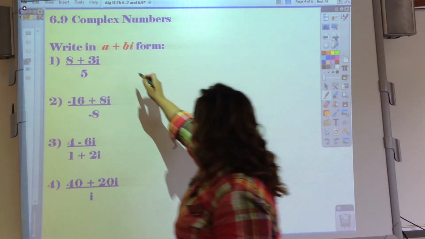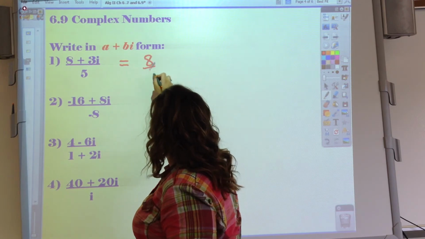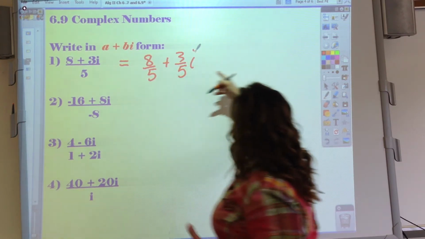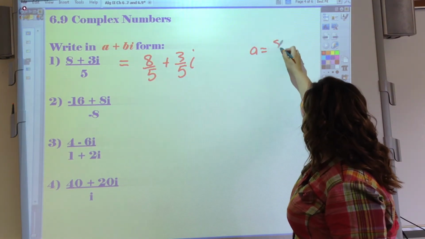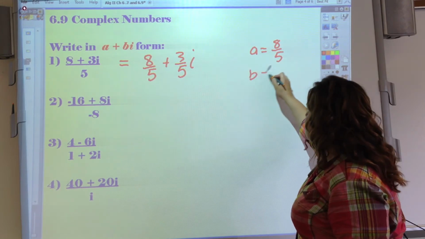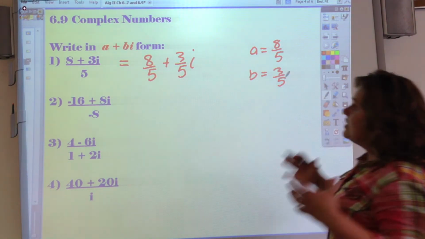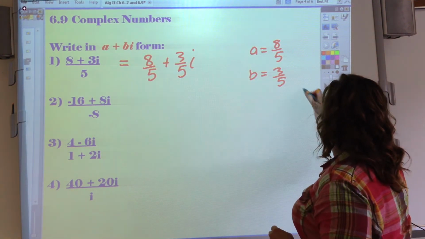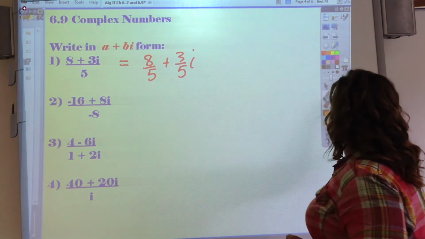In number 1, I could simply divide 8 by 5 and divide 3 by 5. And now in this form, notice that the real portion is 8/5 and the imaginary portion is 3/5. The reason that we want to be able to separate these is that a real number is something you can graph on a two-dimensional plane. An imaginary number is something you need a three-dimensional plane to graph. So they can't be combined in any way, and we want to be able to separate them out.